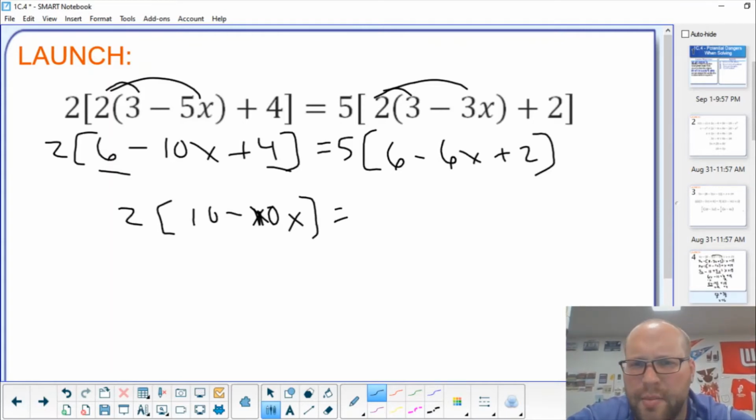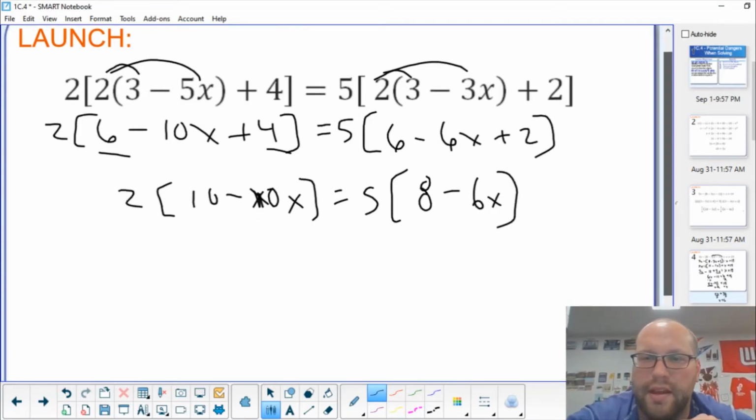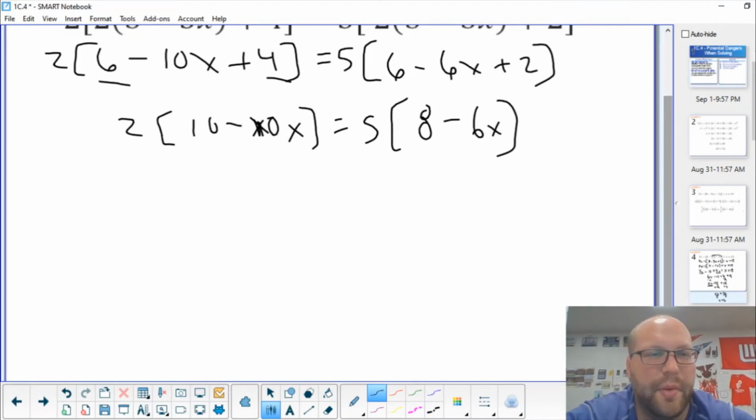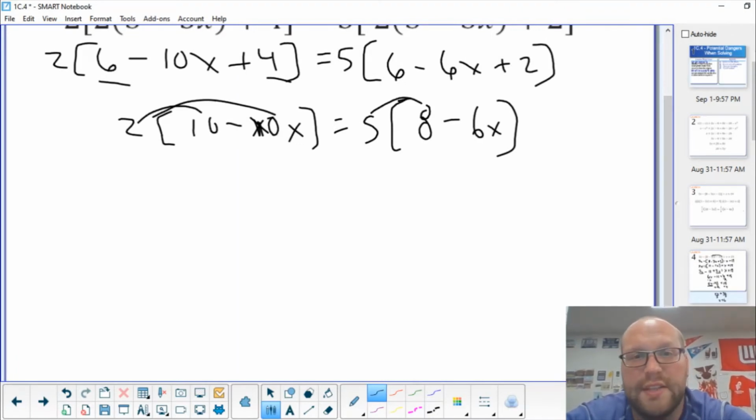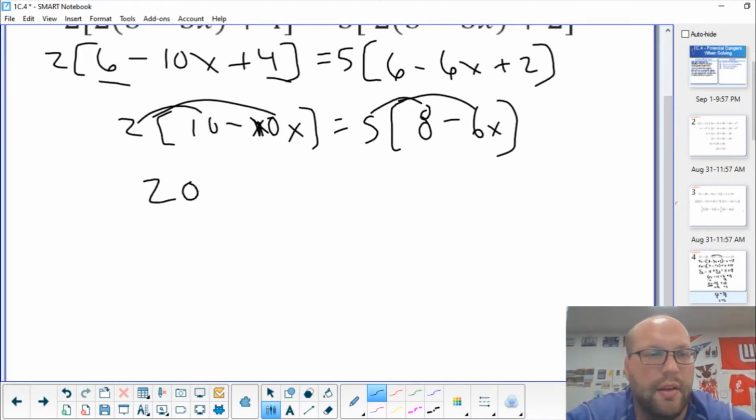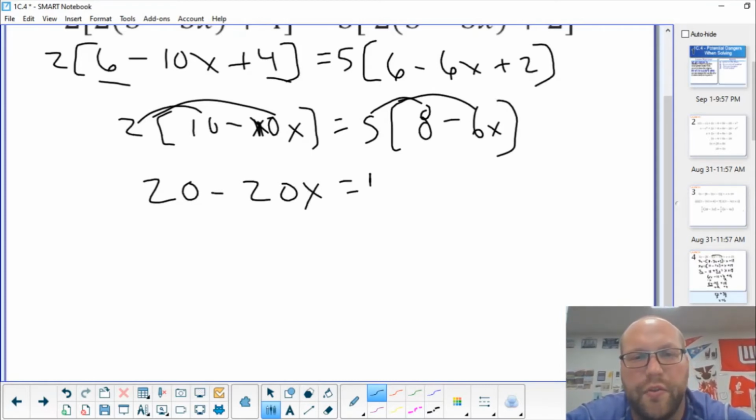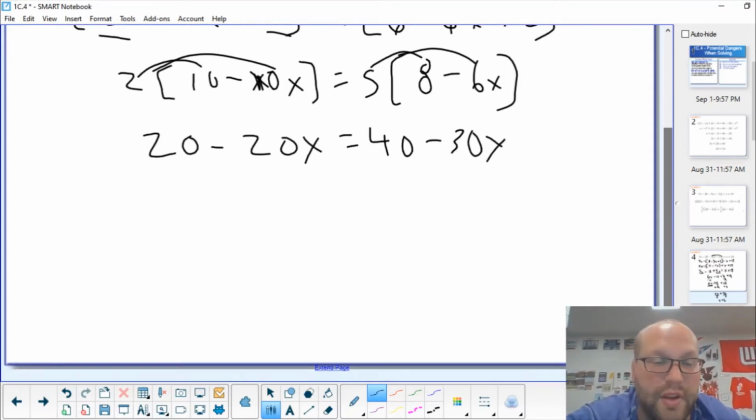And then I'm going to combine the 6 and the 2 and make that 8 minus 6x. I see some distributing that can happen. I'm going to distribute the 2 as well as this 5. So I'll get 2 times 10, 20 minus 20x equals 40 minus 30x. And again, we have variables on both sides.